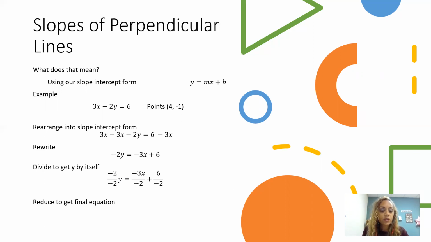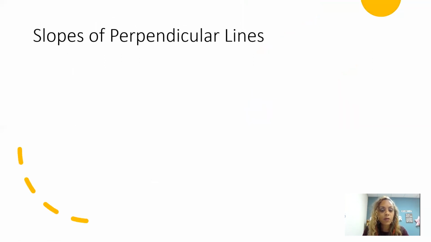Now we need to reduce to get to our final equation. So we are finished with y is equal to 3 over 2 x minus 3. See, we had 6 over -2, which is equal to -3. I'm going to carry that equation over and we're going to keep solving. So now we know the slope of this equation is 3 over 2.